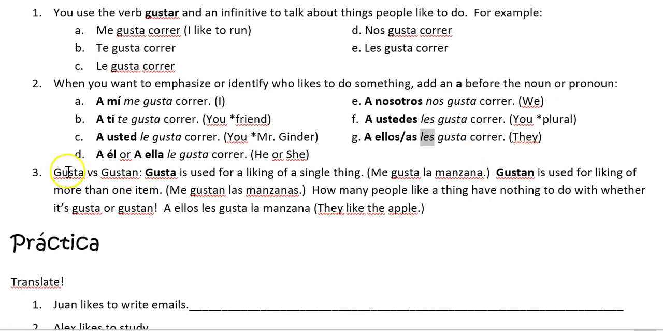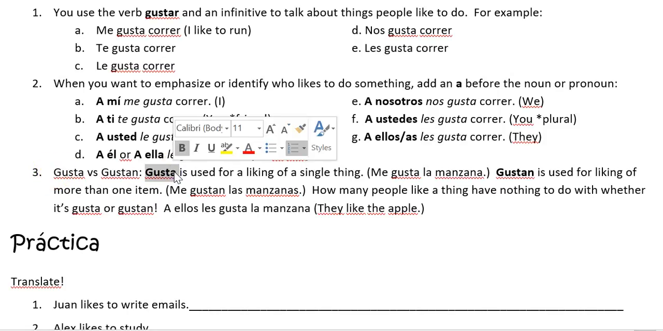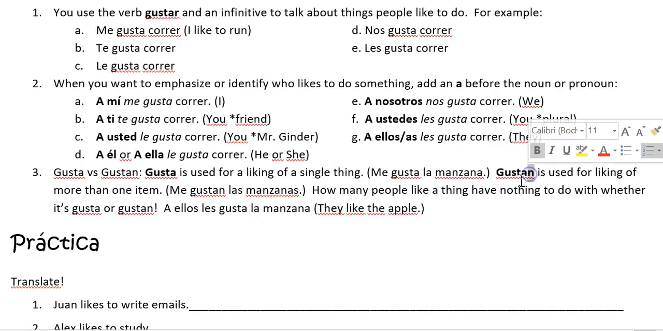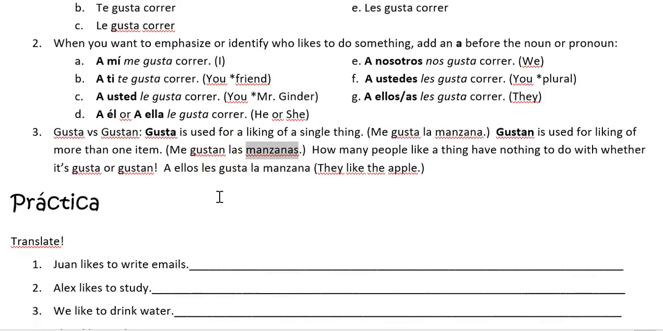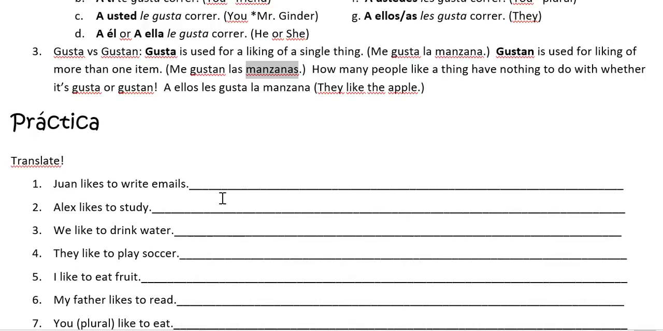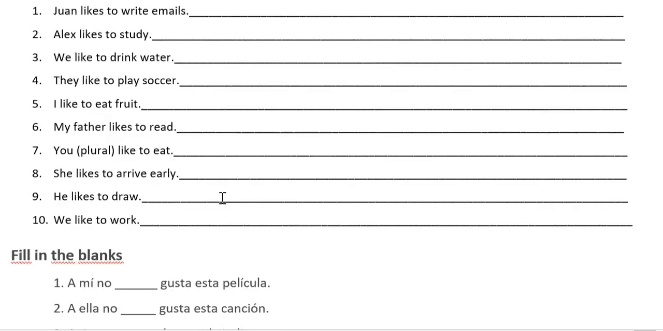For right now, just don't really worry about gusta versus gustan. But if you want to know, gusta is just if you like something that's a single thing, like one apple. Me gusta la manzana. You'd use gustan if you like something that is more than one. So one apple, gusta. Lots of apples, gustan. Okay, but that's a noun, and right now we're sticking with verbs.